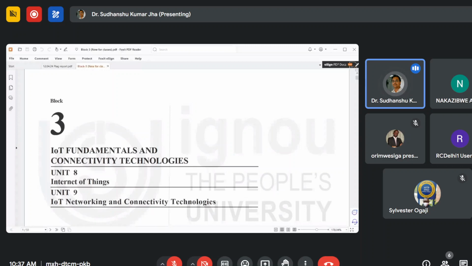Today, we are going to start Block 3, which basically discusses the IoT, Internet of Things. In this block, we will discuss the Internet of Things, its basic terminologies, the introduction, and then we will discuss some of the protocols involved for the IoT. So let us start Block 3 for the Internet of Things here. Let us proceed.